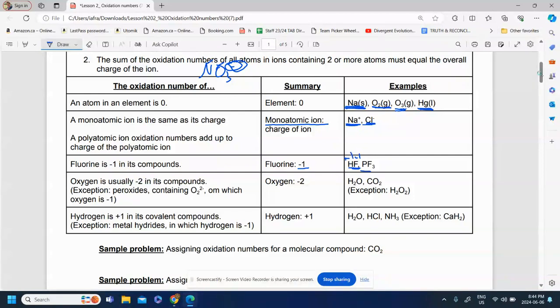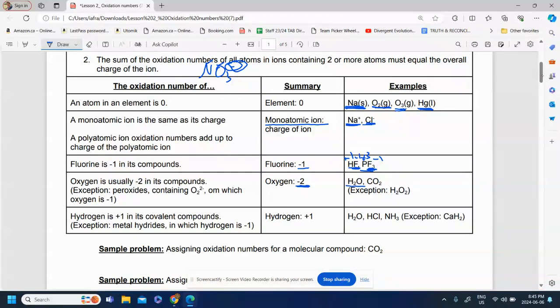Over here in PF3, fluorine is -1. Now, since there's 3 fluorines, that means we have -3 total. Each fluorine individually is -1, that's the oxidation number, but there's 3 fluorines, so it's -3. And since the overall charge is 0, that makes phosphorus +3. But the point is that we use the rule of fluorine being -1 in order to find out what phosphorus was. Oxygen is usually -2 in a compound.